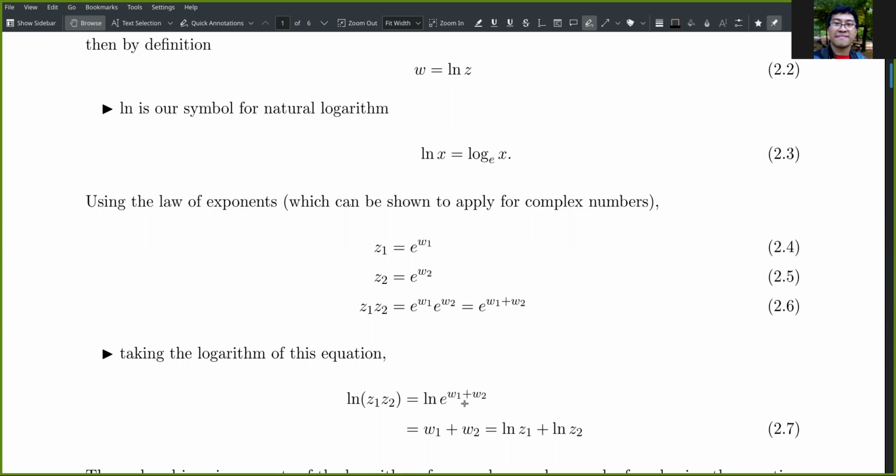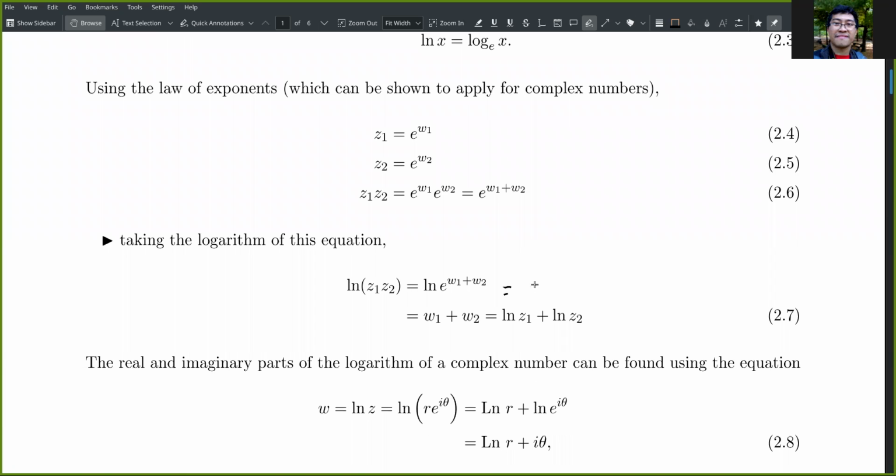So this, let me write it here, is equal to w1 plus w2. This is an identity: ln of e to the power of w1 plus w2, we bring that down, times ln of e. Ln of e is 1, so that you have w1 plus w2 is equal to ln z1 plus ln z2.